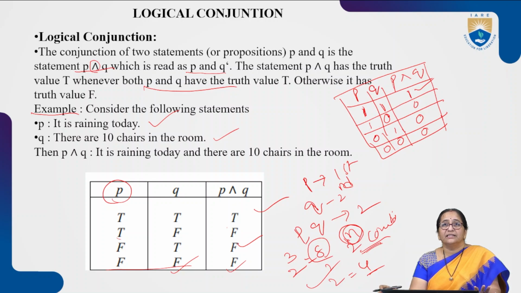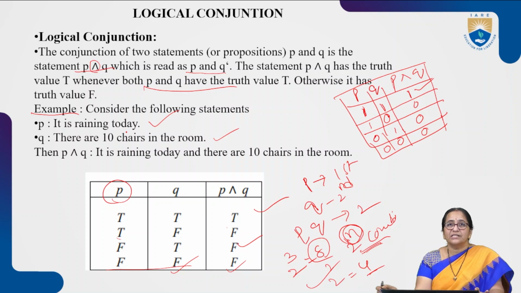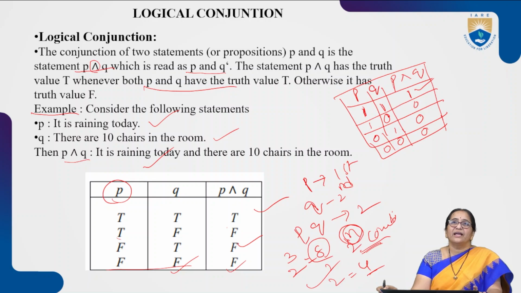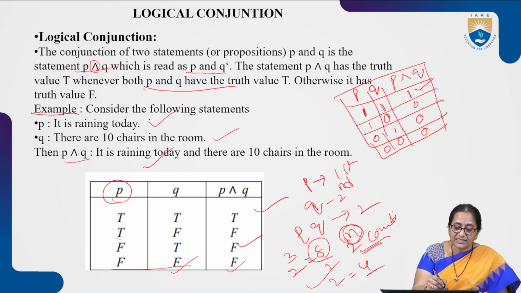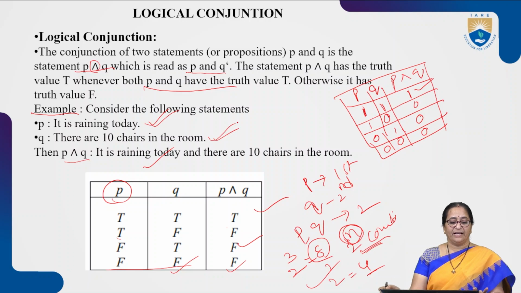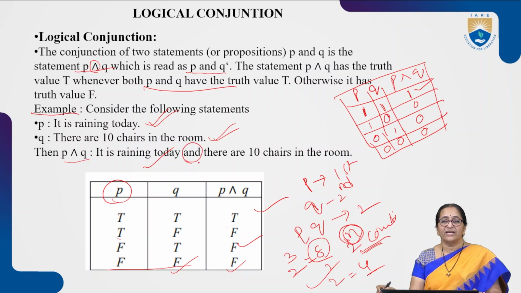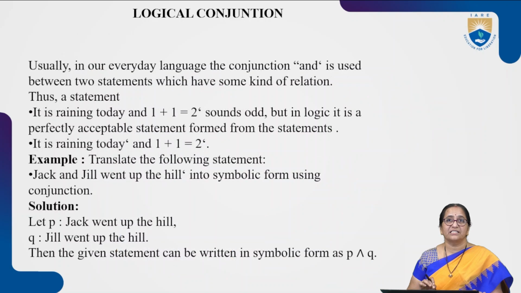That is one proposition. Then we need to combine these 2 statements, P and Q. How can we combine? It is raining today and there are 10 chairs in the room. Yes, here we have some logical connectivity between these two propositions. For the P proposition, it is raining today. And for the Q proposition, there are 10 chairs in the room. So by combining these two, we can declare that it is raining today and there are 10 chairs in the room. Here we used one connective, that is the AND operation. This is one logical conjunction.